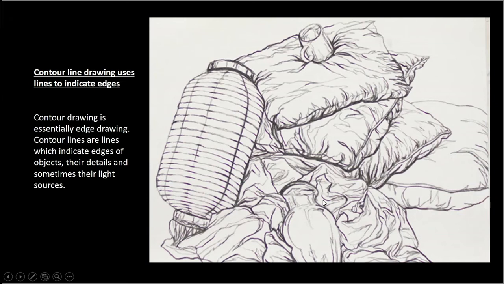Contour line drawing uses line to indicate edges. Contour drawing is essentially edge drawing. Contour lines are lines which indicate edges of objects and their details, and sometimes even their light sources. If we look at this, you can actually see there almost seems to be a light source here because they're making the lines lighter that are going over this area.